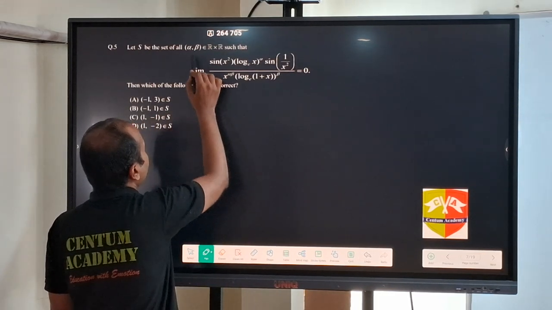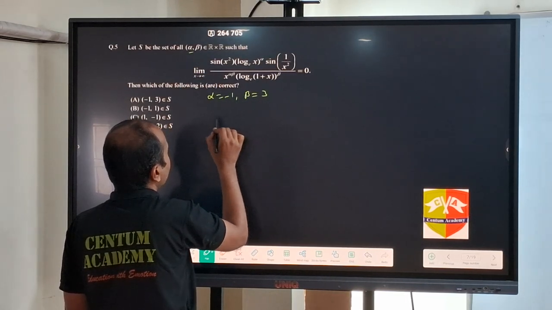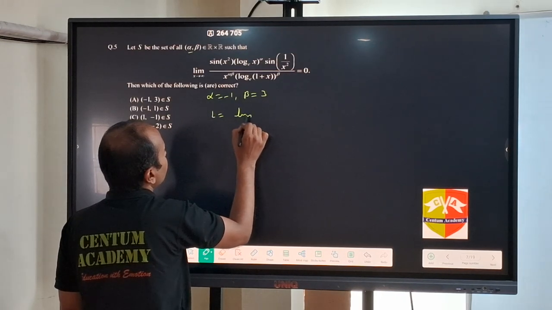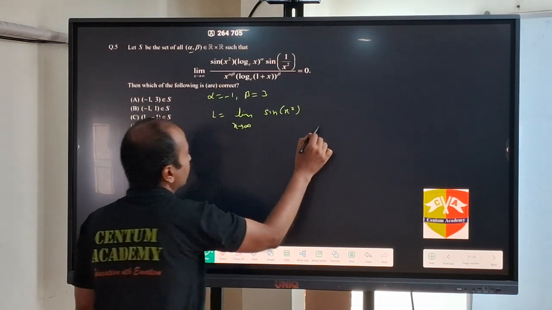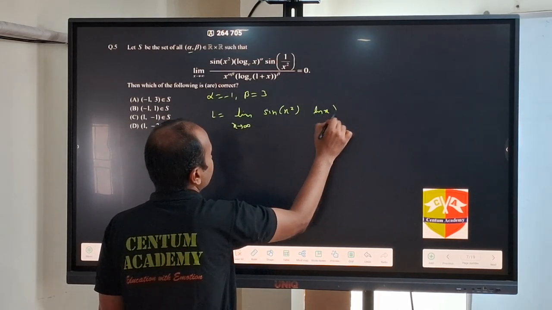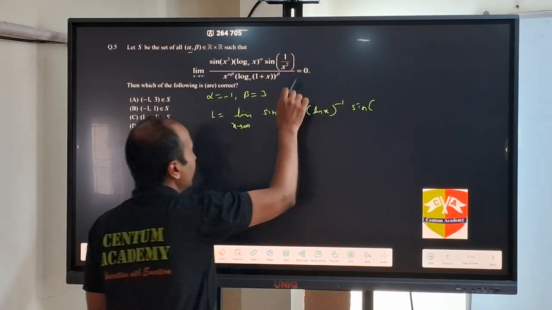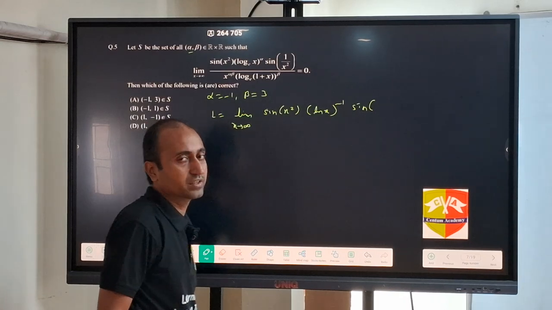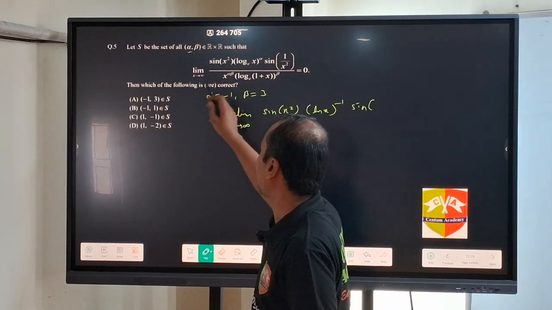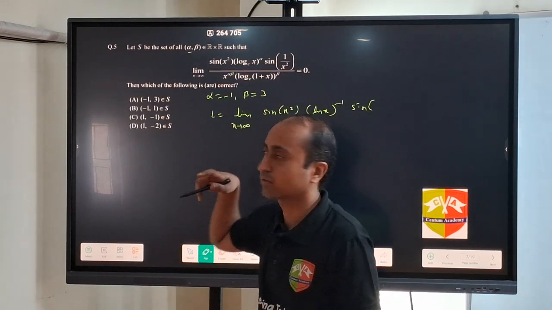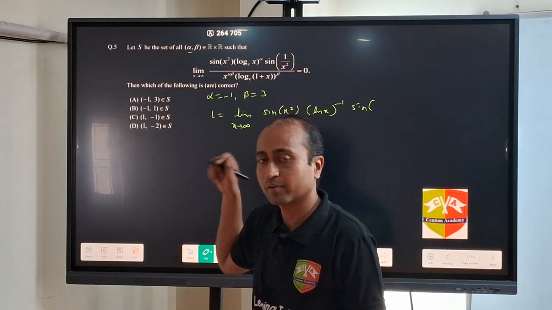Now, if I put alpha as minus 1 and beta equals 3, as per my first option, my limit will become limit x tends to infinity sine of x square, then ln x raised to the power minus 1, then sine of 1 by x square. Why don't I take care of the sine of 1 by x square right away? I can divide and multiply it by 1 by x square, so that as x goes to infinity, 1 by x square goes to 0, and sine of 1 by x square divided by 1 by x square will become equal to 1.